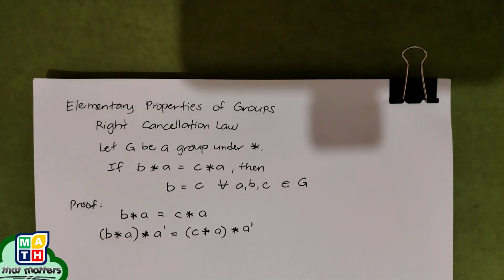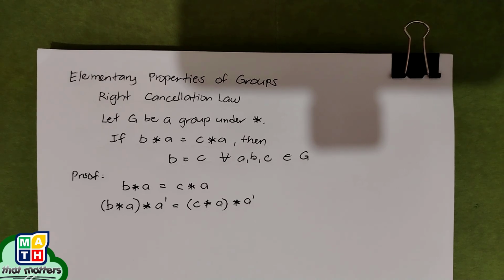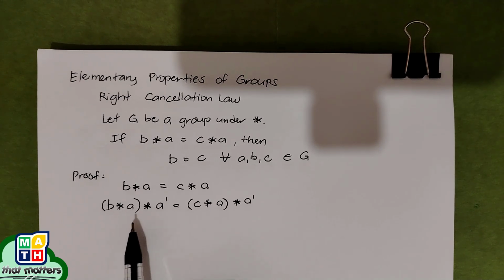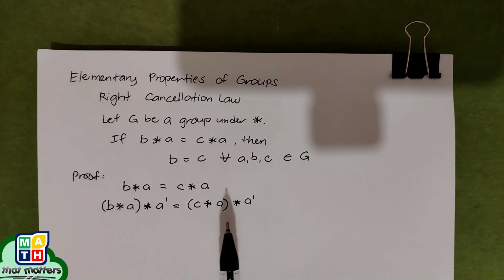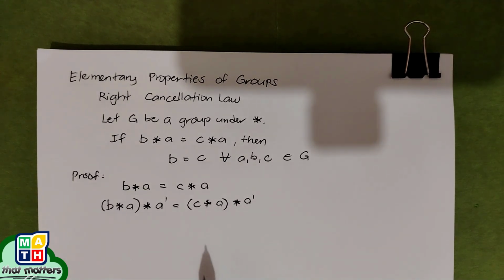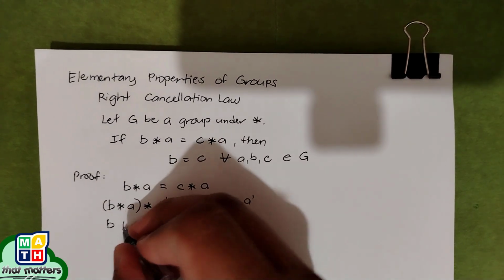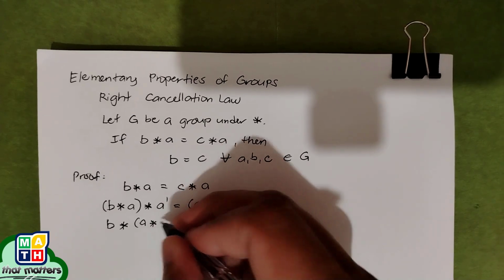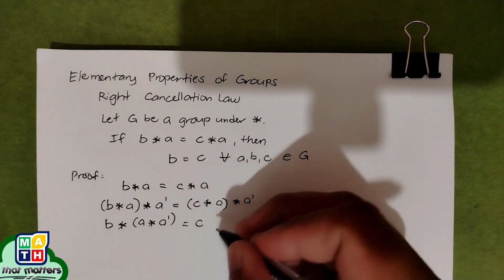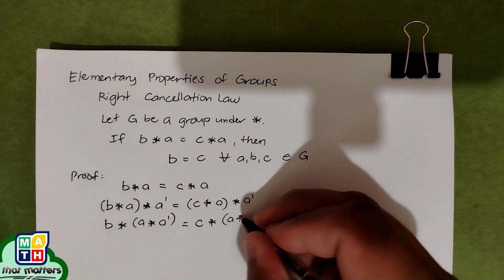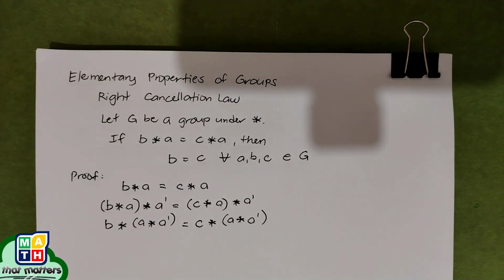Now from here, we are going to use another condition for a group we call associativity. Because we have groupings here and we would like to create another grouping where we simply group A and A inverse together. And this is possible because one of the conditions for G to be a group under star is associativity. Hence, we have this form: B star, the grouping of A and A inverse. Doing the same thing on the other side, C star the grouping of A and A inverse.